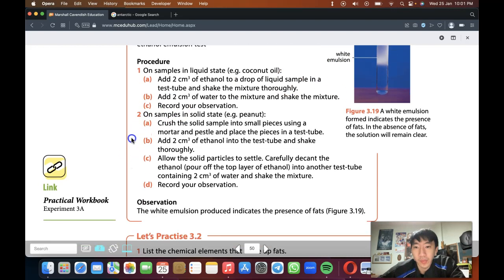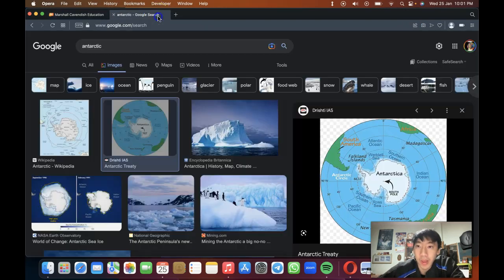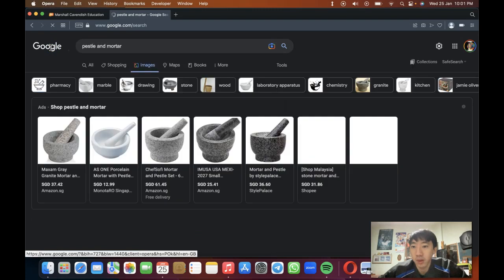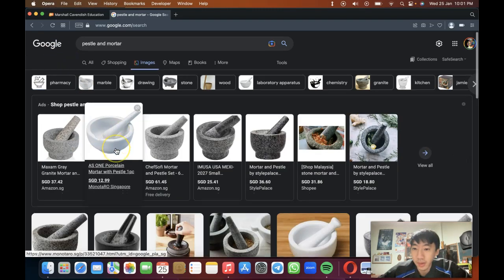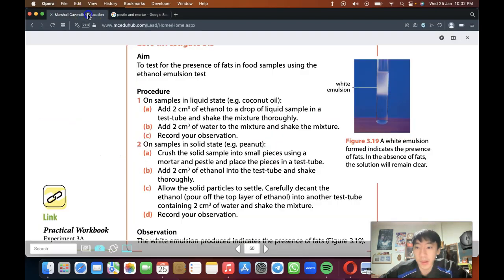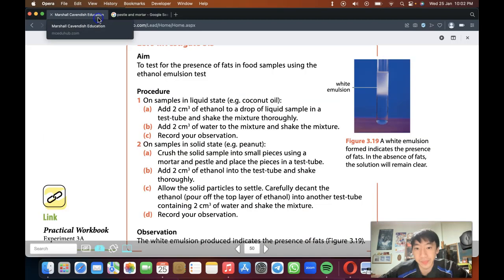Then what happens if the food substance is not a liquid, it's a solid? For example, you have some peanuts or some beans, and you want to test it for oil or for fats. Then you will crush it using a pestle and mortar. A pestle and mortar looks like this. This is the pestle and mortar, so that you pound it. For this one, be careful. Some people pound until their finger also gets pounded.